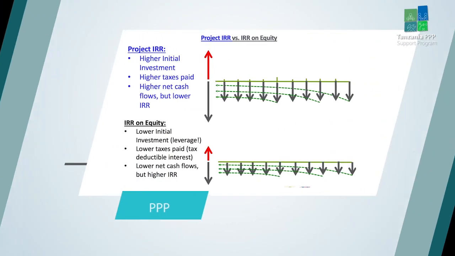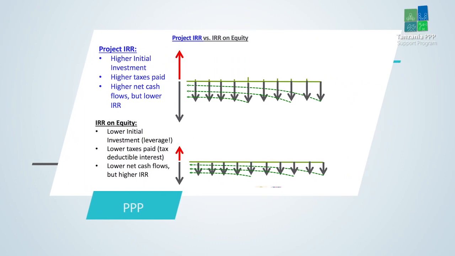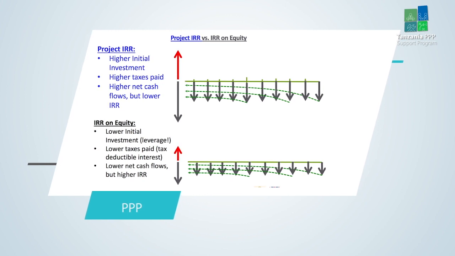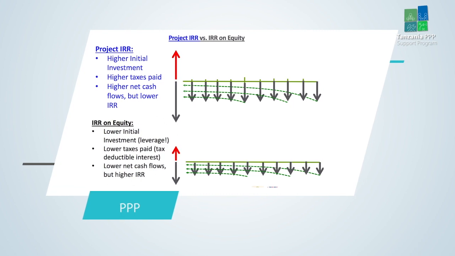There's a difference between a project IRR and an IRR on equity. When we compute an IRR on equity, it's basically we're saying, what is the initial equity investment? Which is going to be lower because PPPs are leveraged. You're borrowing a lot of money. So for the equity investor, remember they get their cash flows very last in the waterfall model. They get those net cash flows at the very end. They put in a little amount of equity up front.